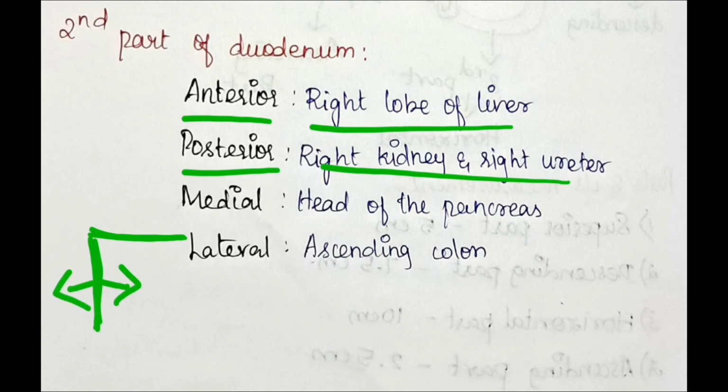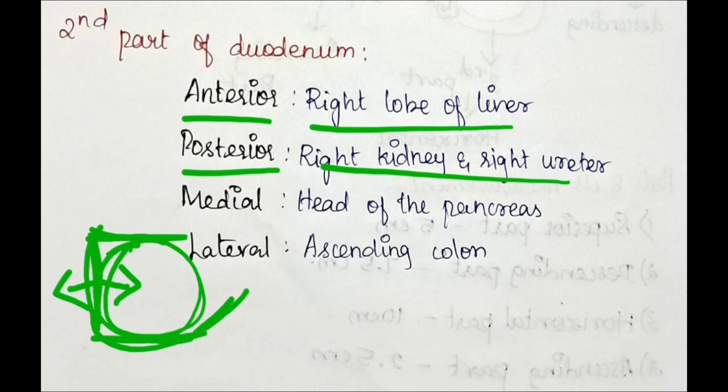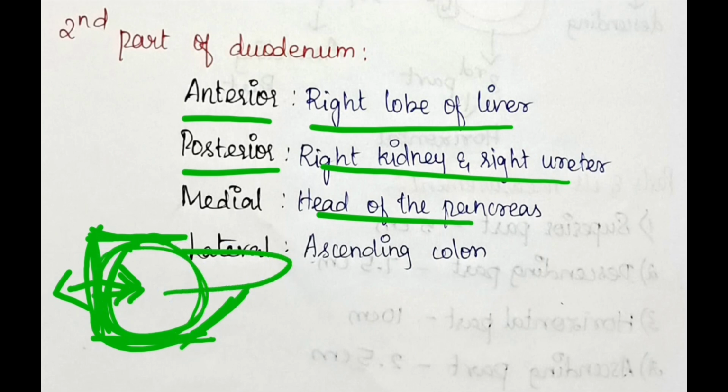So, as we know, this is the first part, the second part, and the third part will be horizontal. This is the ascending part, which is the fourth part. In this concavity of the duodenum, the pancreas is present. So for the first part, inferiorly we have the head of the pancreas. For the second part, medially we have the head of the pancreas. For the third part, superiorly we have the head of the pancreas. And for the fourth part, we have the body of the pancreas.